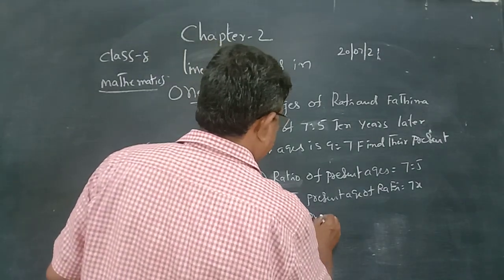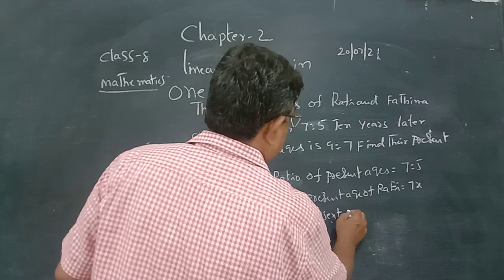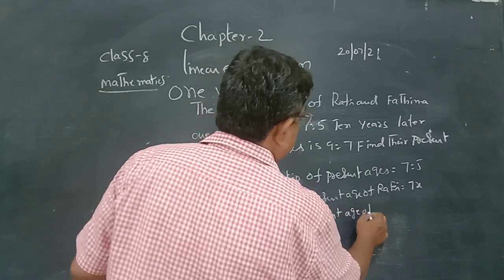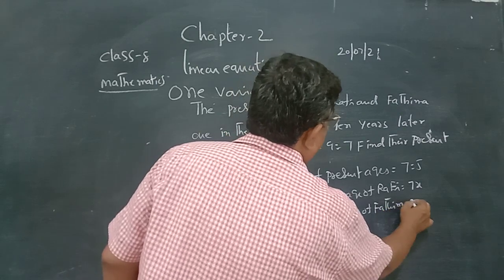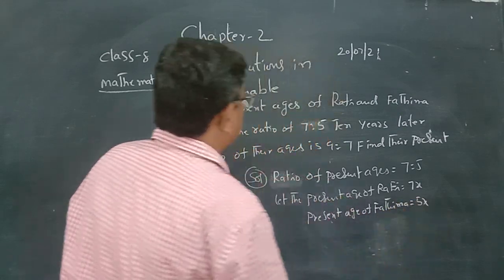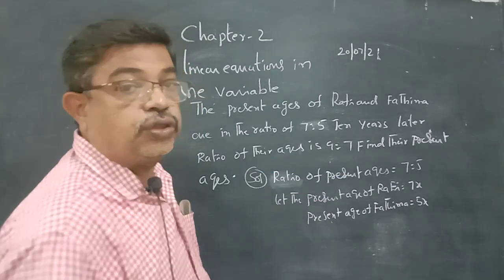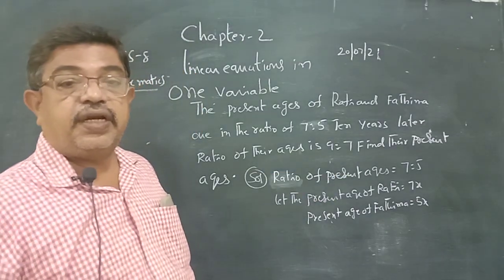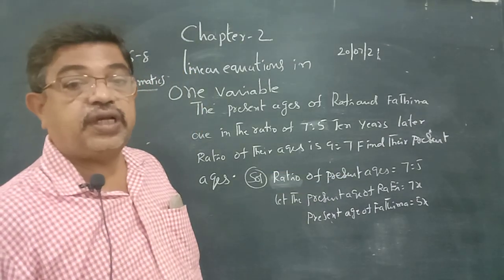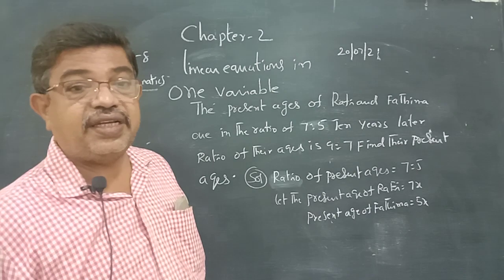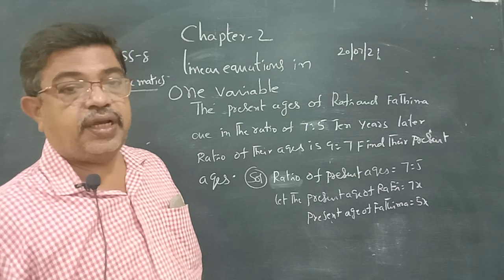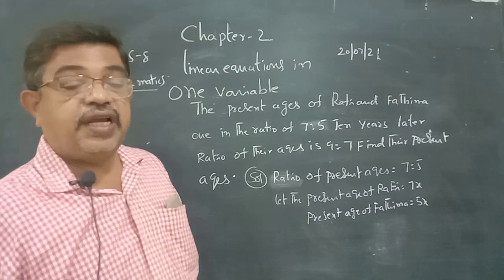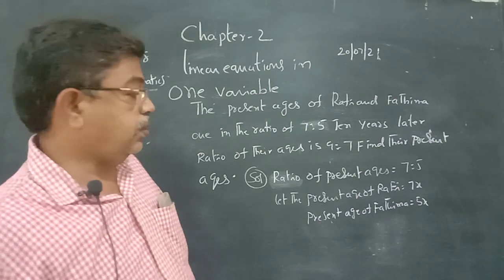Present age of Fatima is equal to 5x. 10 years later, this is 2021. After 10 years later means 2031. The ages will definitely increase. Your age is say around 13 or 14. After 10 years, your age will be 23 or 24.